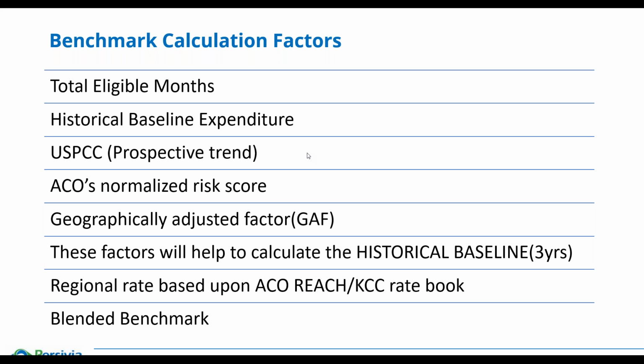Now, an important thing to note here is all these benchmark calculation factors come into effect if you are a standard entrant in the ACO Reach. However, if you are a high risk entrant or a new entrant, if you are a new entrant, you don't have the beneficiaries. Thus, we cannot calculate the total eligible months. So for the new entrants and the high risk ACOs, the benchmark will be calculated only based upon the regional rate book or the KCC rate book.